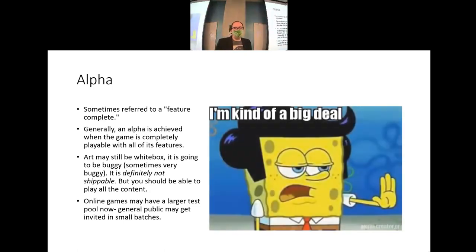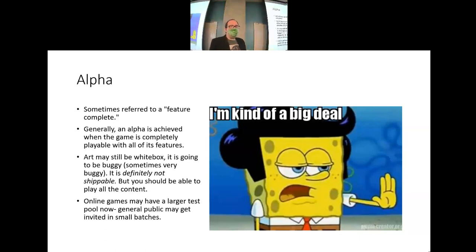Sometimes alpha is referred to as feature complete. This is when the entire game is playable with all of its features. Now, art may still be white box. It's definitely going to be buggy, and it's definitely not shippable. But it's all there. You can play all the content. So this is a big deal to get here. Now, if you're an online game, you may now expand. You may go beyond friends and family, and you may have a larger group of people outside of friends and family. General public and small groupings might be involved in your testing now. But alpha is a big deal, though you may still have many months of development left after alpha.